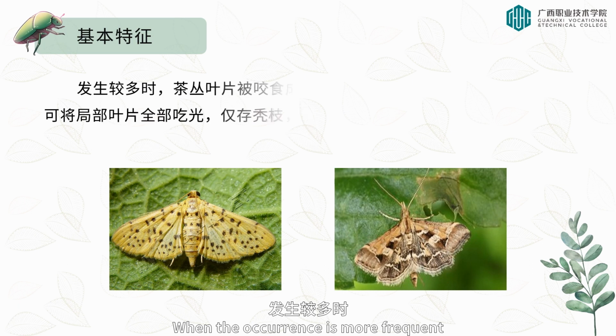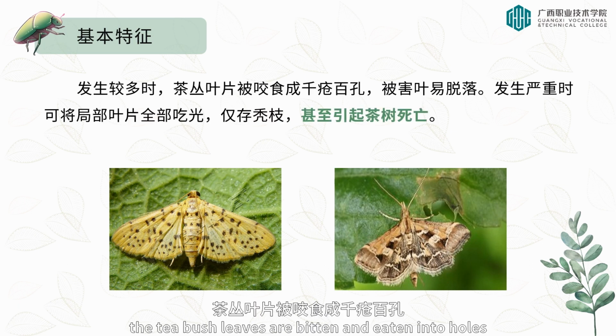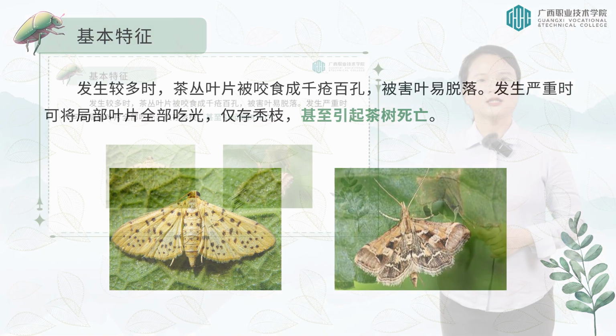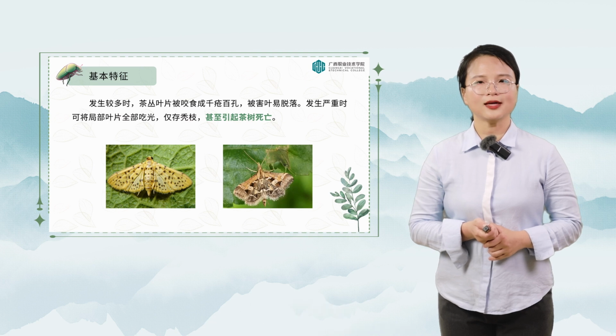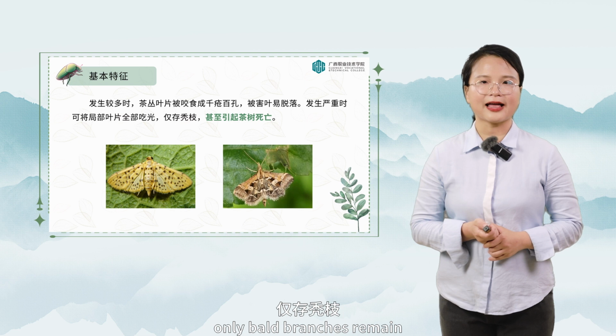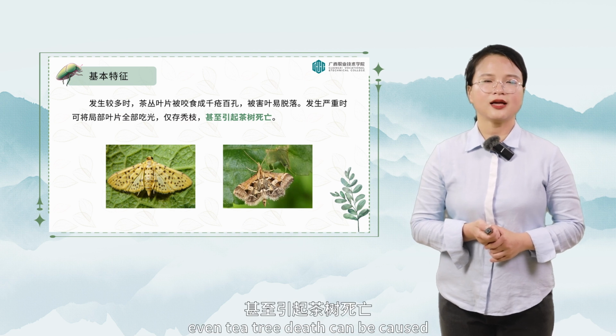When the occurrence is more frequent, the tea bush leaves are bitten and eaten into holes, and the damaged leaves are easy to fall off. When the occurrence is severe, partial leaves can be eaten up. Only bald branches remain. Even tea tree death can be caused.